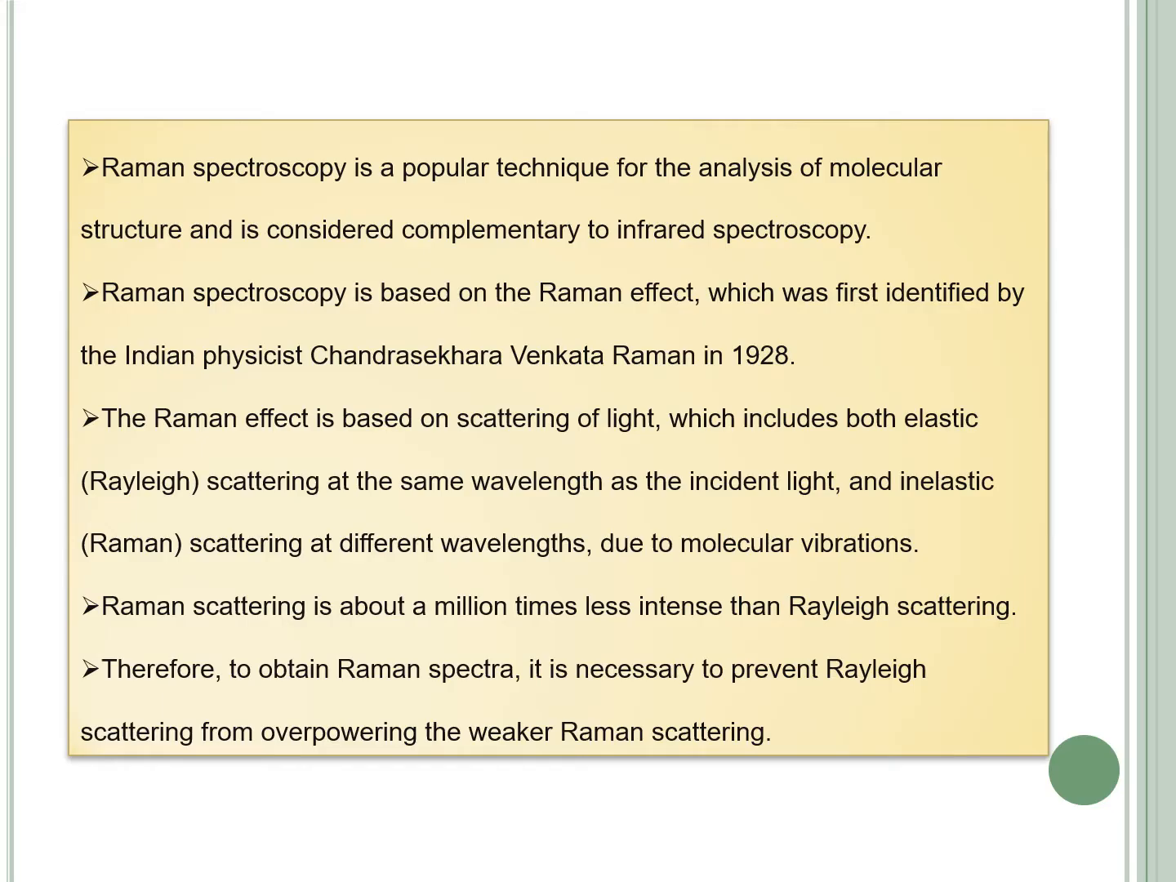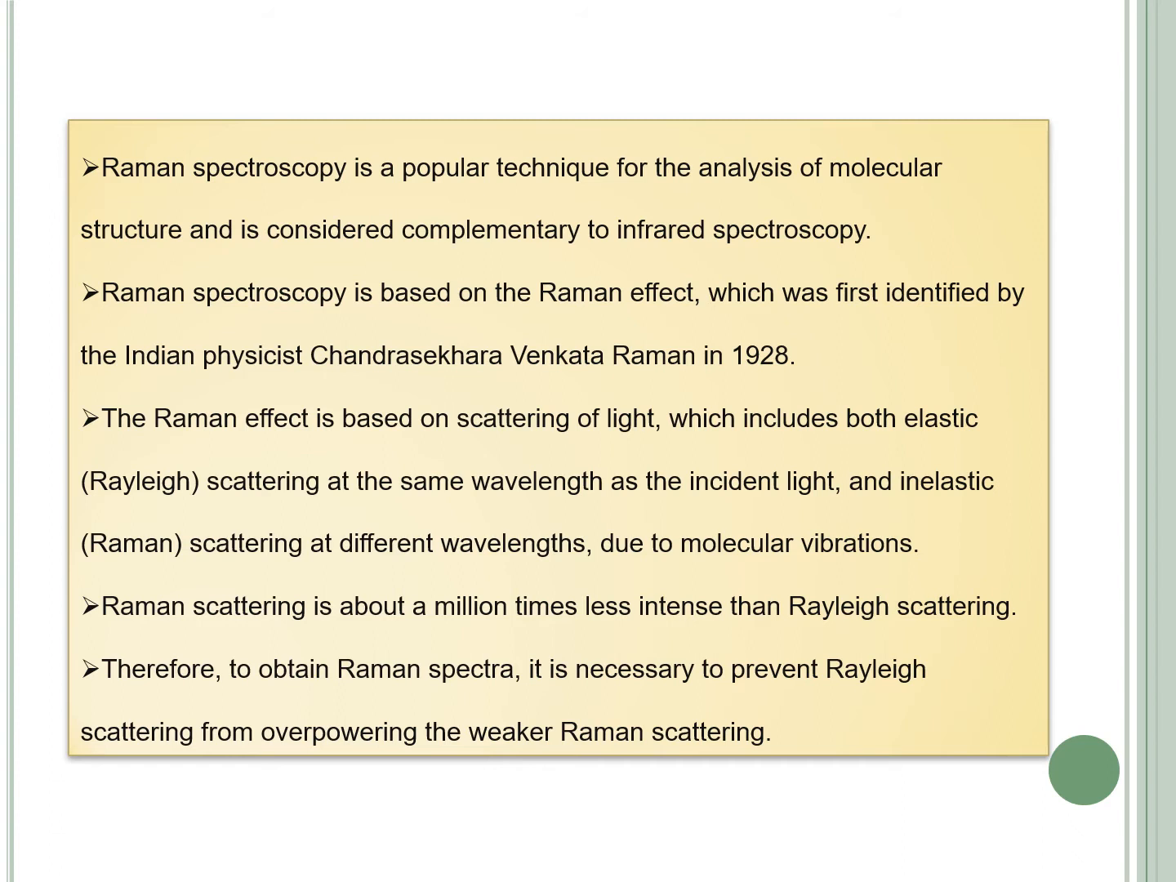Raman spectroscopy is a popular technique for the analysis of molecular structure, and it is considered complementary to infrared spectroscopy. Raman spectroscopy is based on the Raman effect, which was first identified by the Indian physicist Chandrasekhara Venkata Raman in the year 1928. The Raman effect is based on scattering of light, which includes both elastic scattering at the same wavelength as the incident light, which we call Rayleigh scattering, and inelastic scattering at different wavelengths, which we call Raman scattering, due to the molecular vibrations.